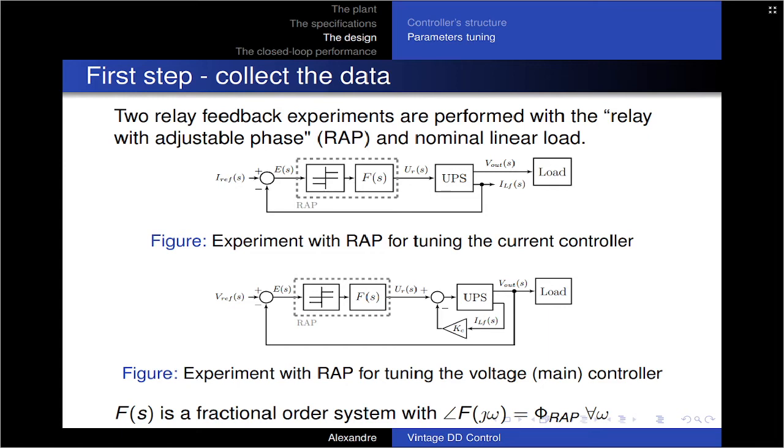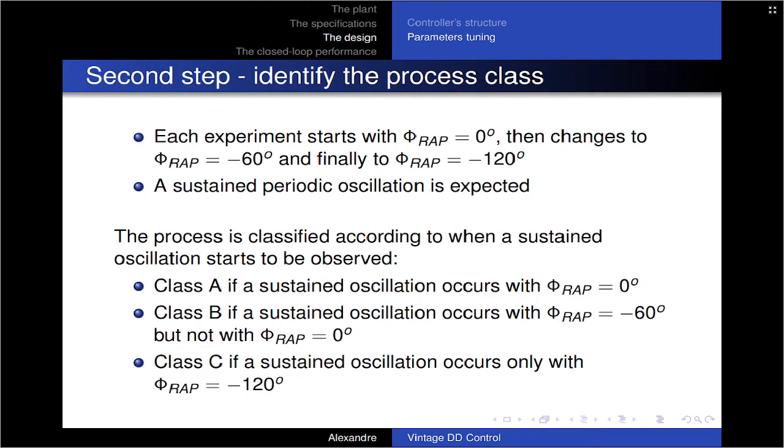So what we do is we perform what we call a relay feedback experiment, but not a traditional one: a relay feedback experiment with what we call the relay with adjustable phase, the RAP, what you see on the screen. The RAP is a relay with a transfer function in series with it, and this transfer function is actually a fractional order integrator, such that its phase is constant for all frequencies. And we perform this experiment first for the inner control loop, which is the auxiliary current control loop, and then for the outer control loop, which is the main control loop, the voltage control loop. This experiment consists in changing the phase of the transfer function F of s from 0 to minus 60, then to minus 120 degrees. And this can be very easily automated, and that's what we have done.